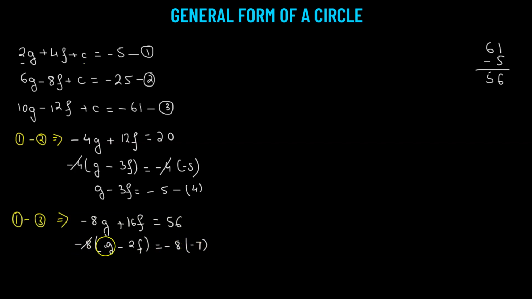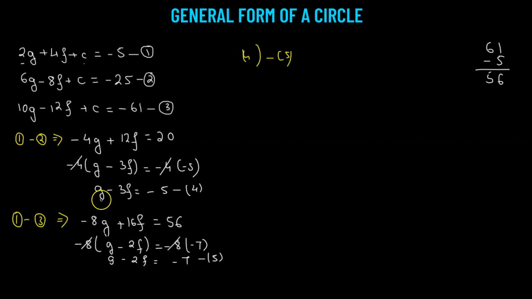So here we can factor out negative 8 from both sides, which leaves us with a new equation, g minus 2f equals negative 7. Let's call it equation number 5. Now we can take equation number 4 and subtract equation number 5 from it.